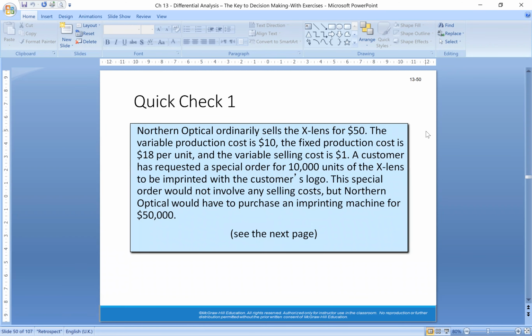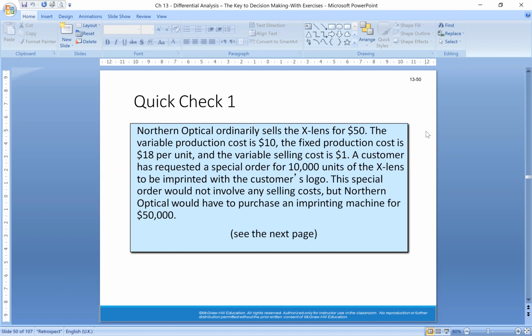Okay then. Quiz. Northern Optical ordinarily sells the X-lens for $50. The variable production cost is $10. The fixed production cost is $18. And the variable selling cost is $1. This is what we see.